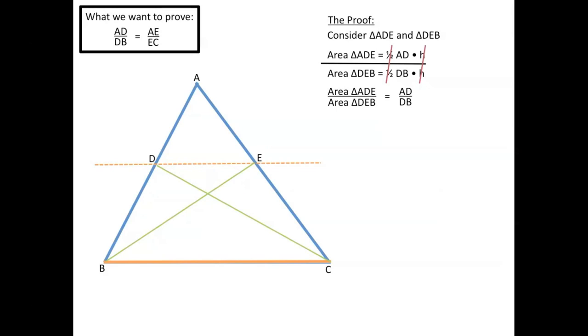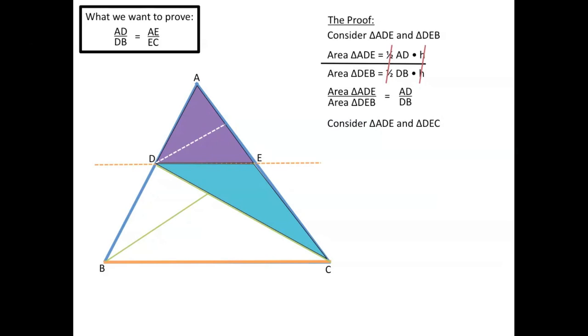Now, let's consider the triangle ADE and triangle DEC. So here's, again, triangle ADE, and this is triangle DEC. Similar to our last situation, these two triangles also share the same height, shown by the white line. So, again, we can write the area out, and this time, again, we're going to divide, so the halves get canceled and the heights get canceled, leaving us with the area of ADE over DEC is equal to AE over EC.